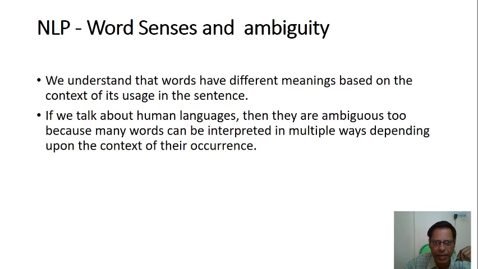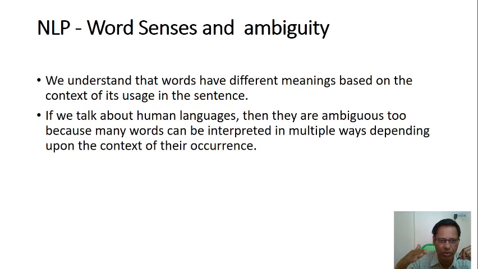NLP word senses and ambiguity: how a word is pronounced and how it can cause confusion or be direct information. We understand that words have different meanings based on the context of their usage in the sentence. When we say something, it is based on our experience and practice, and also on how we pronounce. So it is easy to understand that we people are end users, our understanding level is different, and the system level is different.